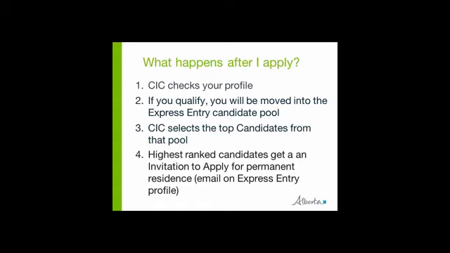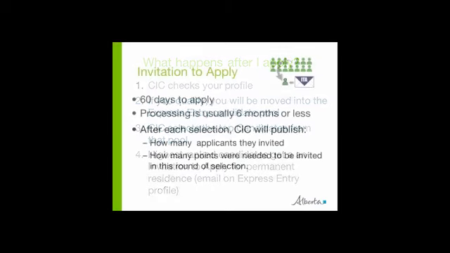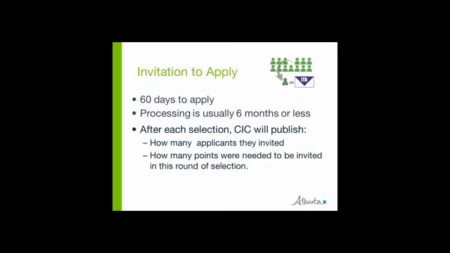The highest ranked candidates, meaning the candidates with the most points, will receive an invitation to apply for permanent residence. This invitation goes to the email address on your Express Entry profile. Please make sure it is correct and you check it regularly and that all other information is correct as well. If you get an invitation to apply, you have 60 days to do so. For most cases, processing times are 6 months or less.